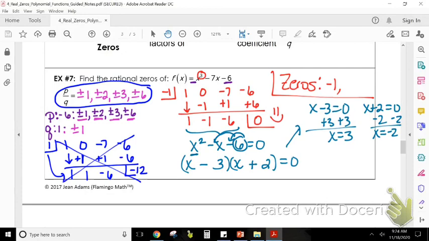And so we got x equals 3 and x equals negative 2. Now both of those are rational numbers, and look in your list of potential ones, those p over q, are they both there? They are. So we have found our, oops, that's a positive 3, sorry. We have found our 3 zeros, and so we are finished with this problem.